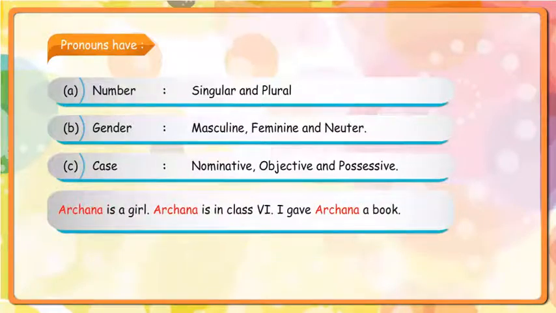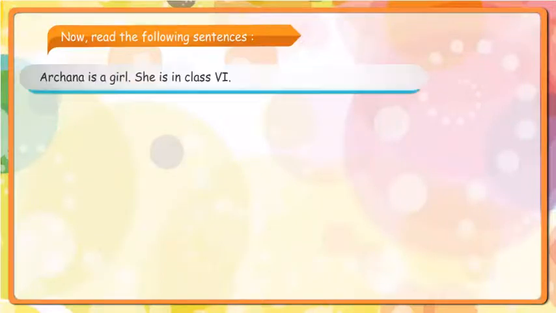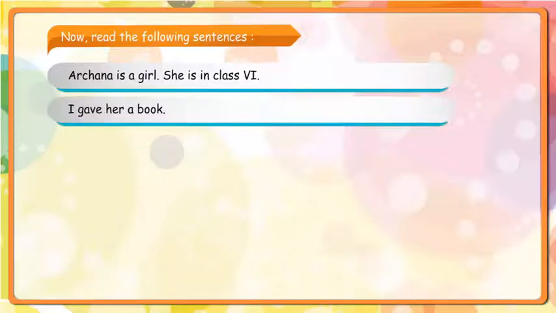Archana is a girl. Archana is in class 6th. I gave Archana a book. In these sentences, the repetition of the noun Archana sounds irritating to the ear, and it makes bad English as well. Now read the following sentences. Archana is a girl. She is in class 6th. I gave her a book.